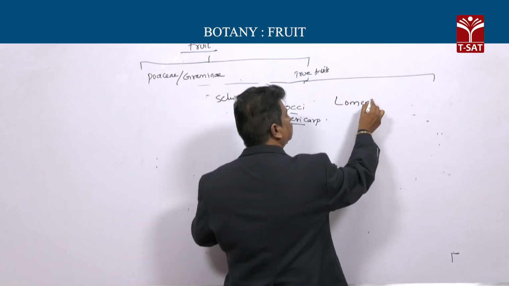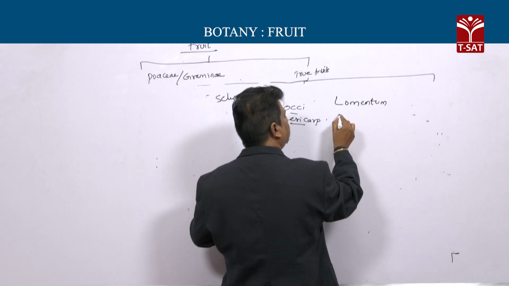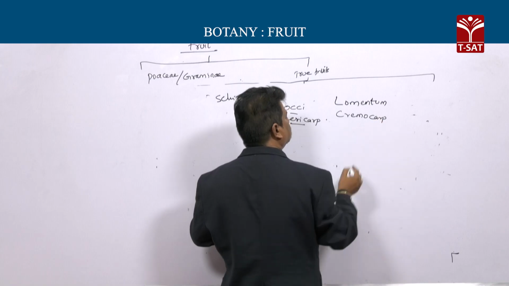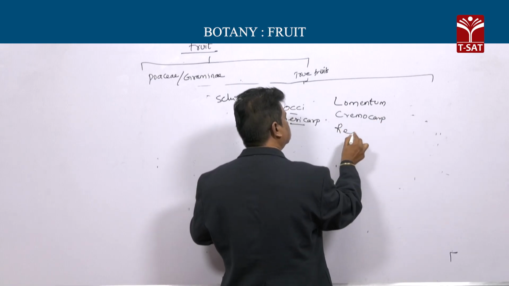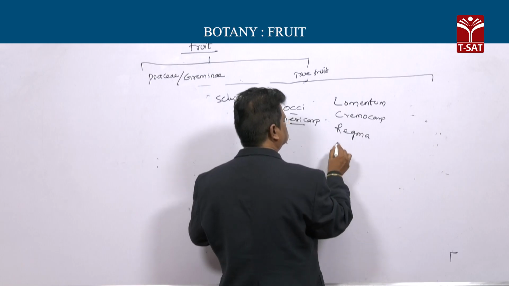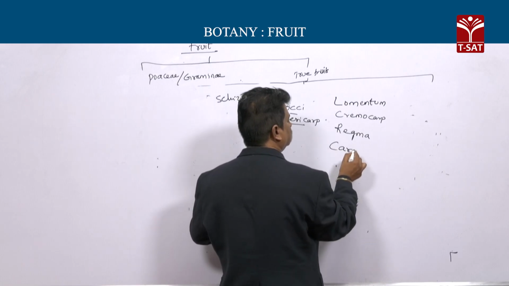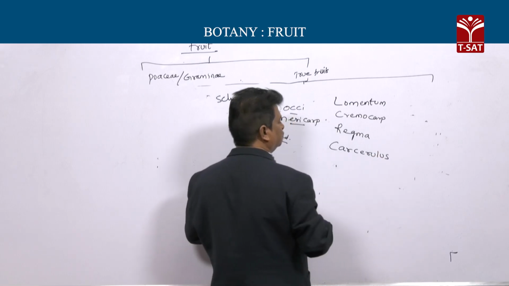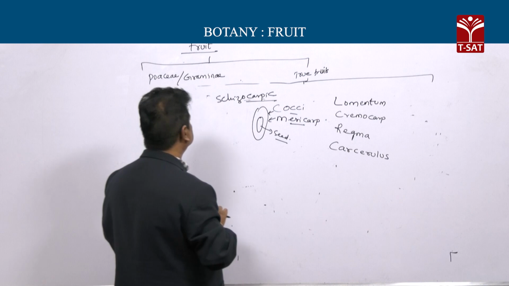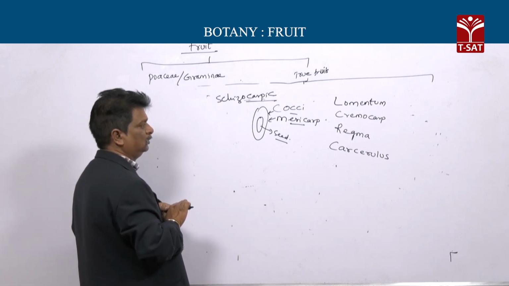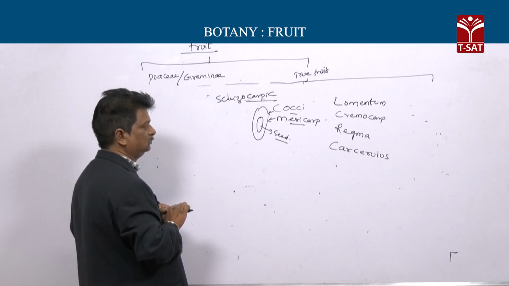Then the types of schizocarpic fruits: one is Lomentum, second Cremocarp, then Regma, and then Carcerulus. Lomentum, Cremocarp, Regma, and Carcerulus. So first one, Lomentum.